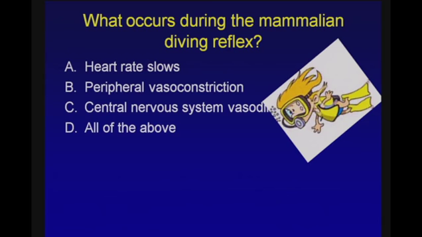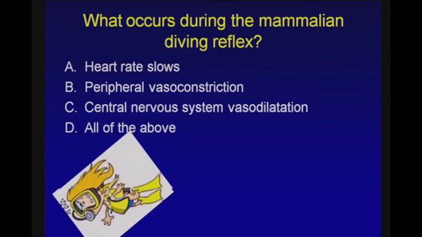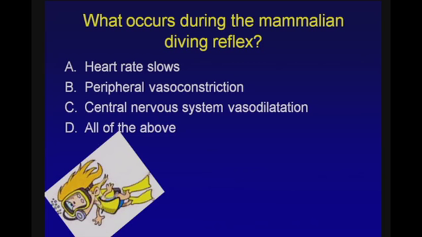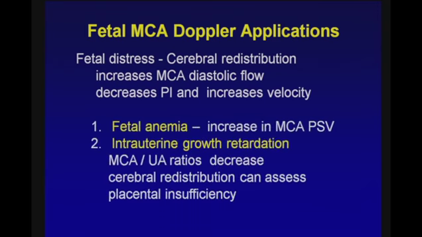What occurs during the mammalian diving reflex? The heart slows, peripheral vasoconstriction occurs, and there is central nervous system vasodilatation. All these occur. Thus, when a fetus is in distress, you may also see cerebral redistribution, where you see an increase in MCA diastolic flow, and this ends up increasing velocity and decreasing the PI.